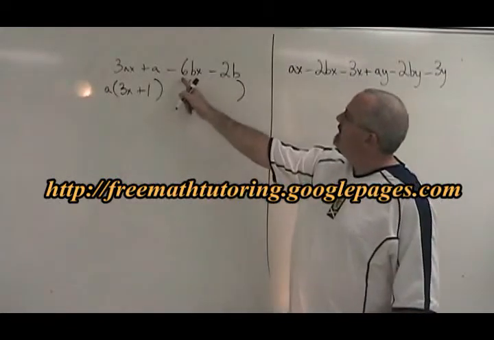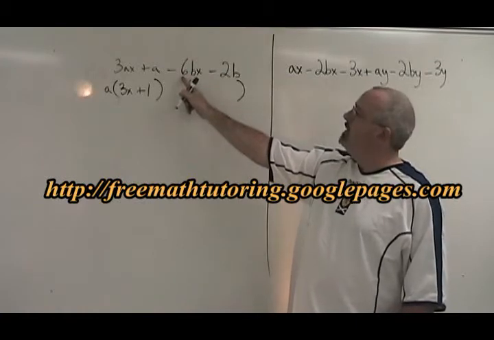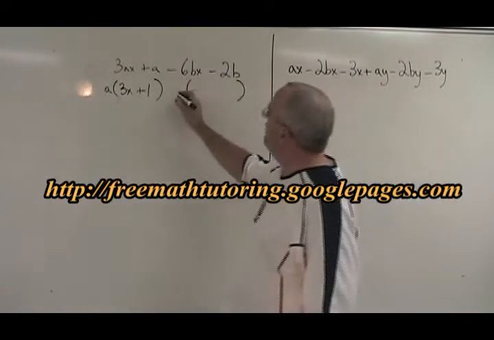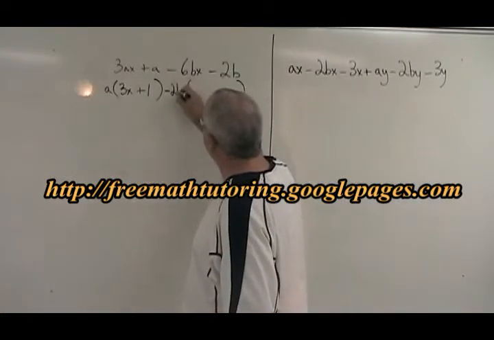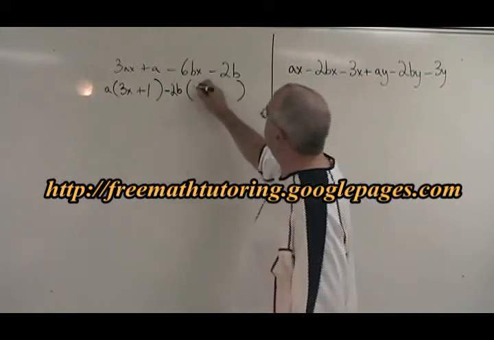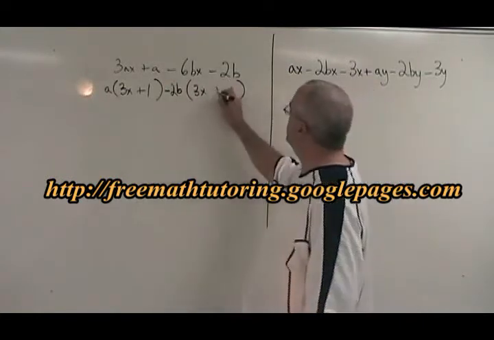It's either 2b or negative 2b. I'm going to recommend right now that we factor out a negative 2b, but I will explain why. We write minus 2b here. Negative 6bx divided by negative 2b is 3x. Negative 2b divided by negative 2b is positive 1.